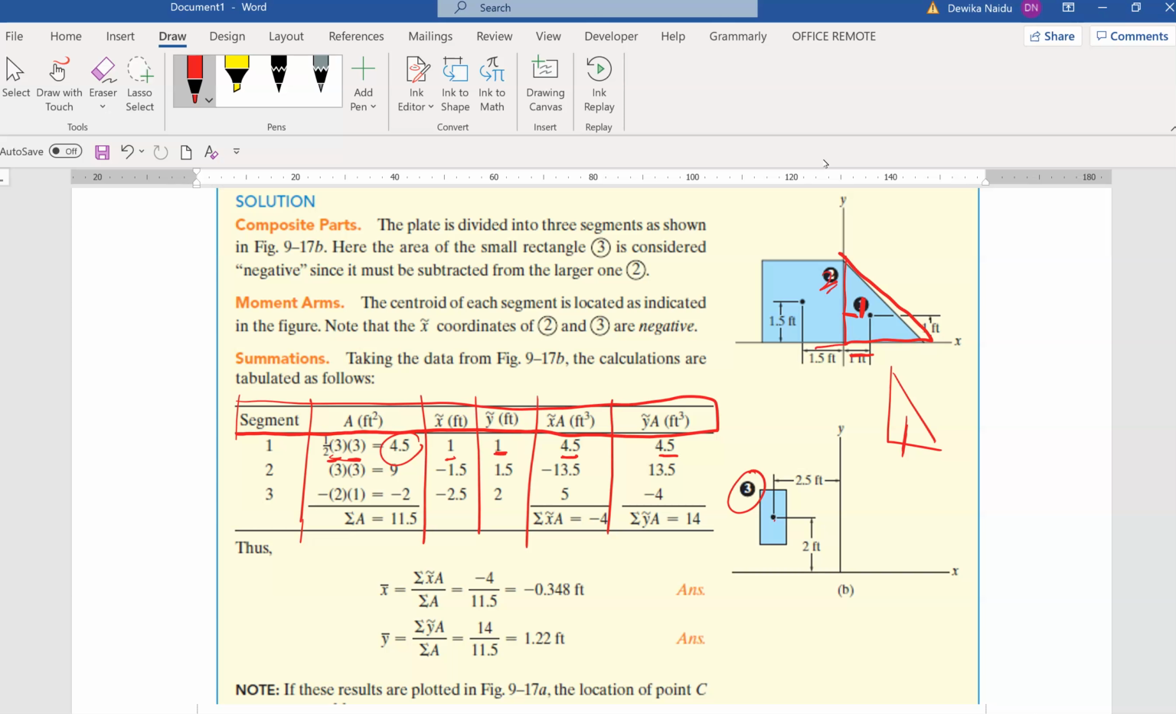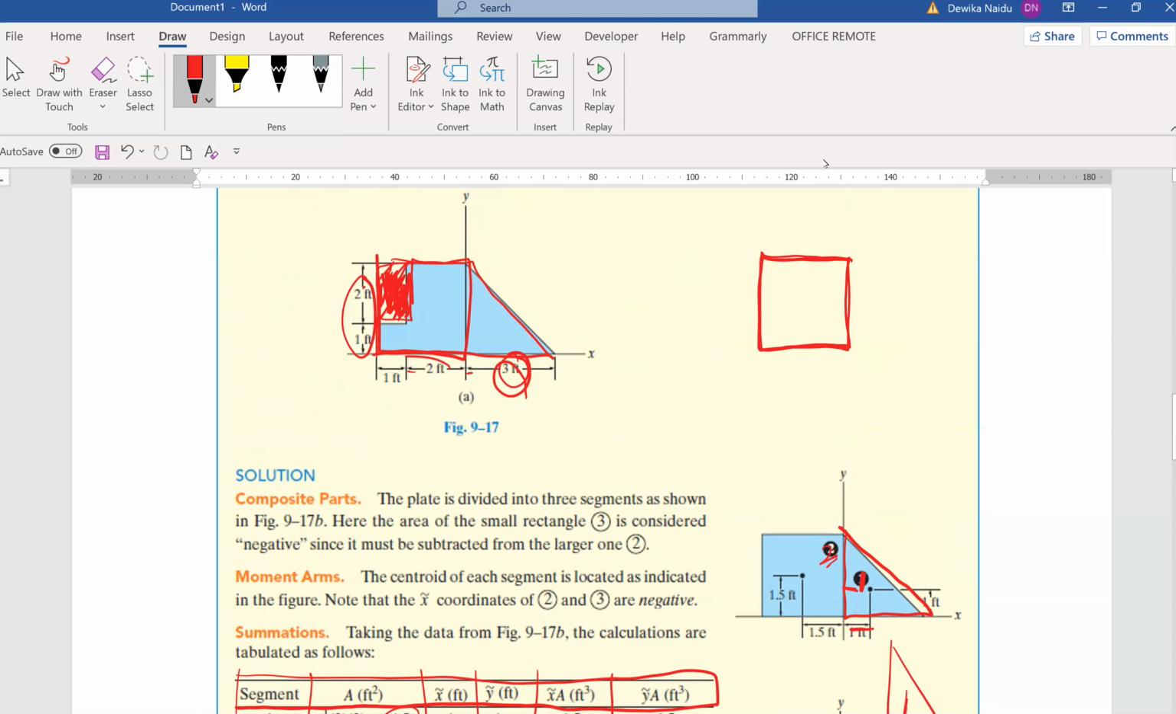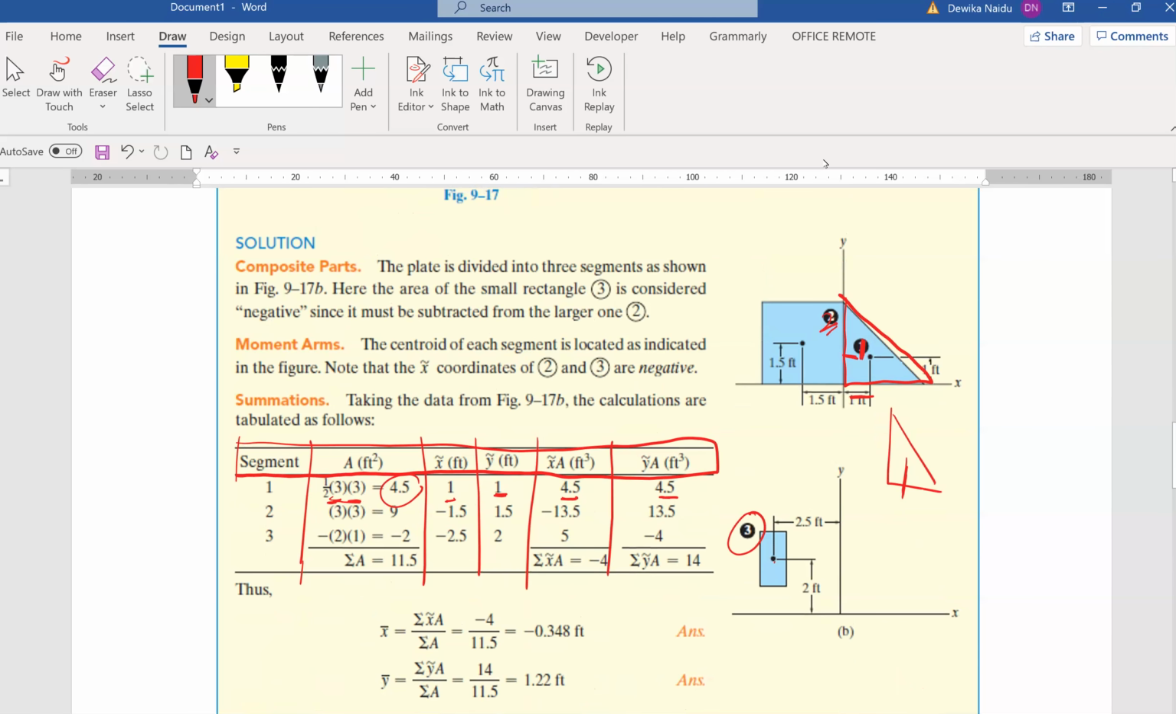Segment number 2 is a rectangle, actually a perfect square. So we have 3 feet times 3 feet, which is 9. And what is the center for a square? Half. So it's 1.5, and in y, it's also 1.5. 1.5, 1.5.